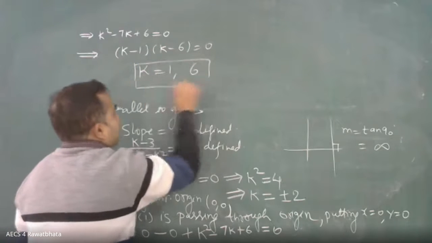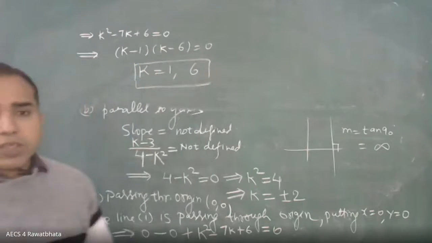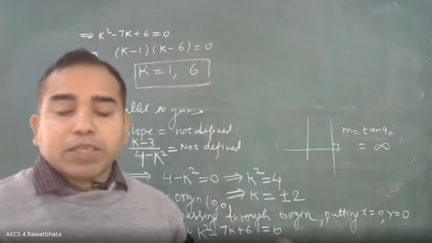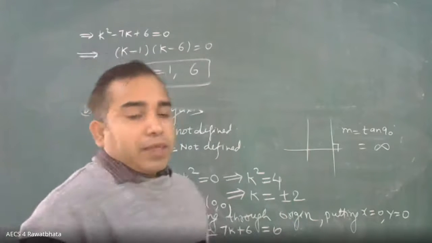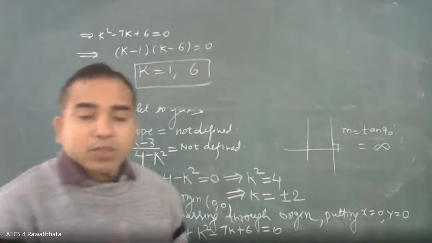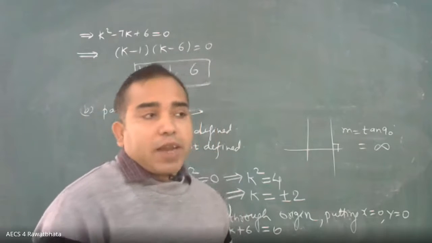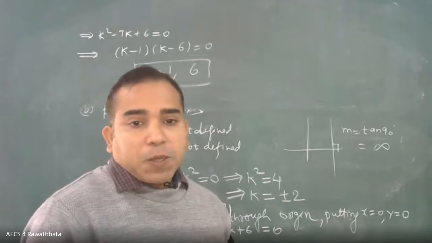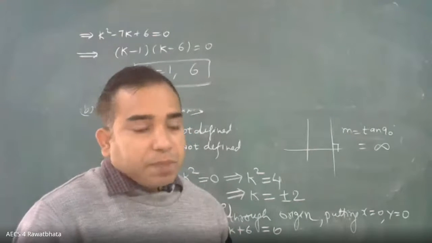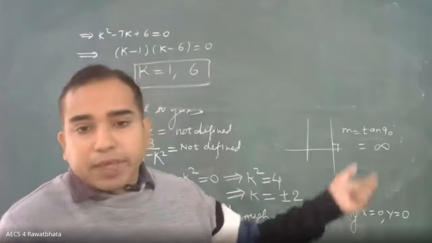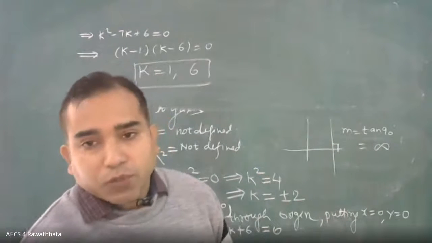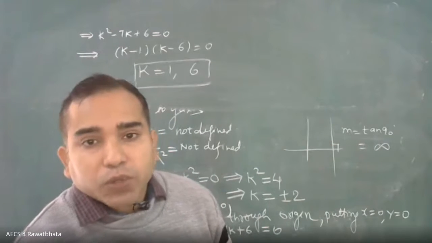First part was parallel to x-axis. Always remember, parallel to x-axis means slope will be 0. Second part was parallel to y-axis. Always keep in mind that if a line is parallel to y-axis, it will make 90 degree with x-axis, so tan 90, slope will be infinity. And for passing through origin, we put 0 in place of x and 0 in place of y. We got the value of k. That's it. This was question 1. Let us move towards the next question.